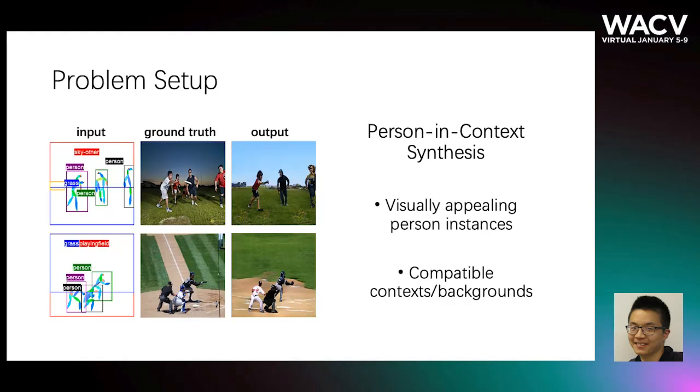To combine the best of both worlds, we propose person in context synthesis, which takes both layout and keypoint as input, and synthesizes an image with visually appealing person instances and compatible backgrounds.